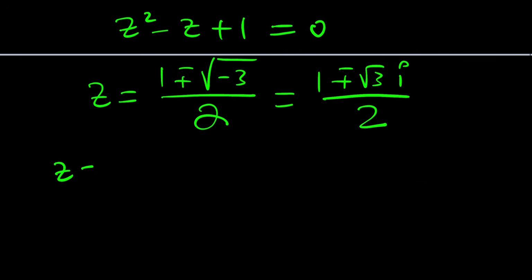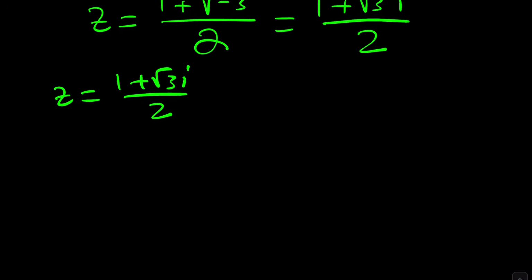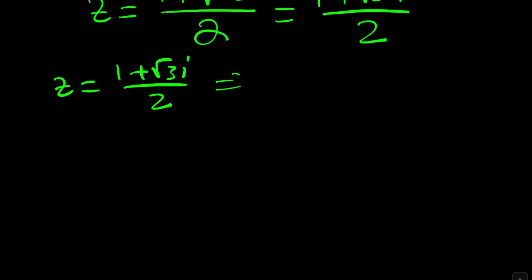But since I have that type of freedom, let's go ahead and use the one with the plus sign, which seems a little nicer. Don't you think so? Now, let's go ahead and plug this in. But wait a minute, how am I going to find the 11th power of this number, right? So here's what I need to do. If this is z, then I need to find the 11th power, I need to find the 7th power, and then I need to add them.